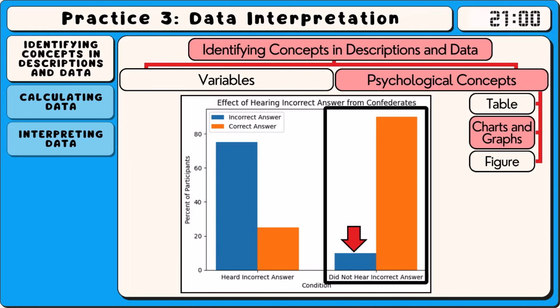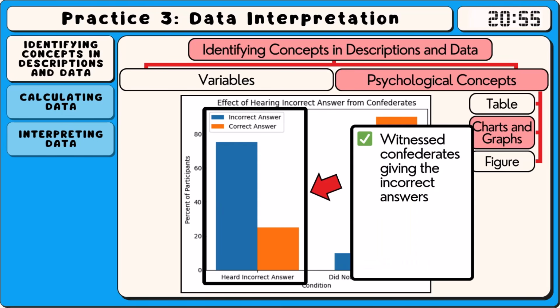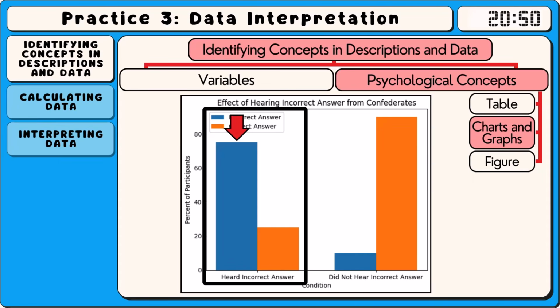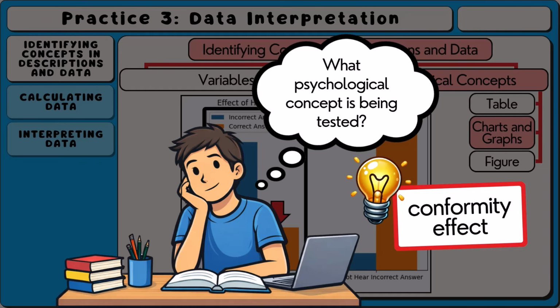The experimental group, presented on the left, witnessed Confederates giving the incorrect answers before being asked the questions themselves. The experimental group gave the incorrect answer about 75% of the time, and they only gave the correct answer about 25% of the time. If you were presented with this chart in the exam, you'd need to be able to explain the psychological concept that's being demonstrated. So if you identified that the chart is demonstrating the conformity effect at play with the experimental group, you would be correct. For more on the conformity effect concept, you can find it in Unit 4, Lesson 3.